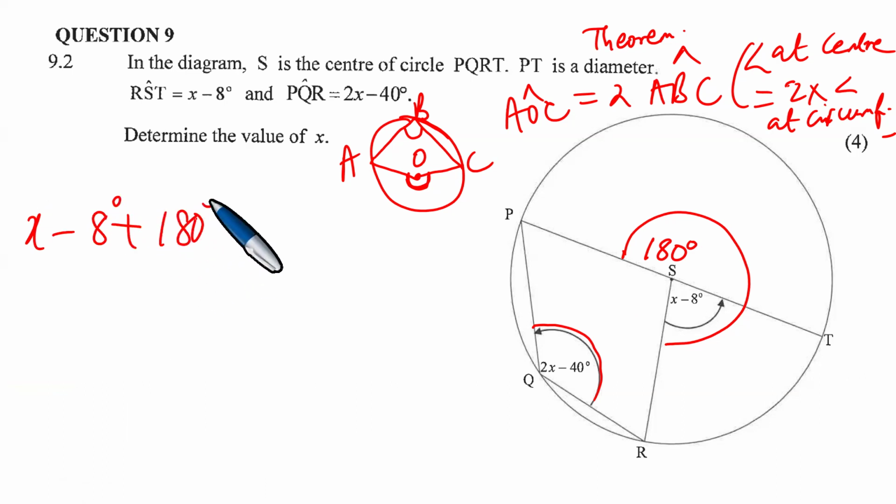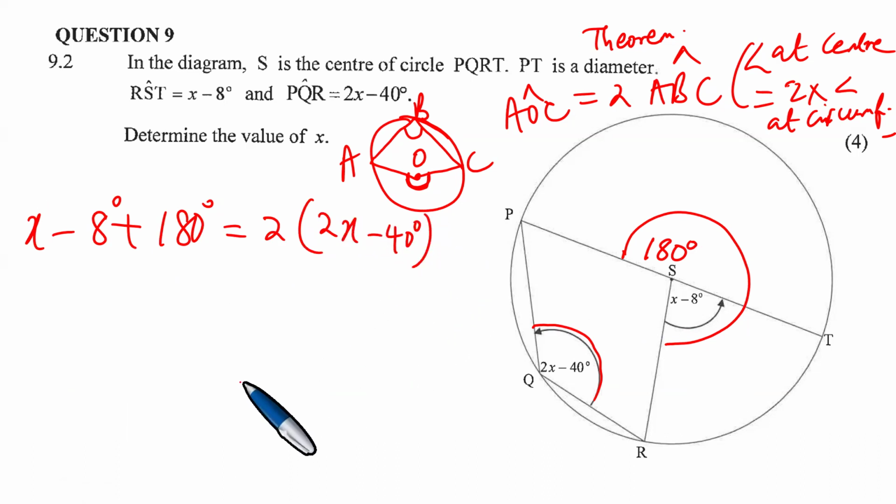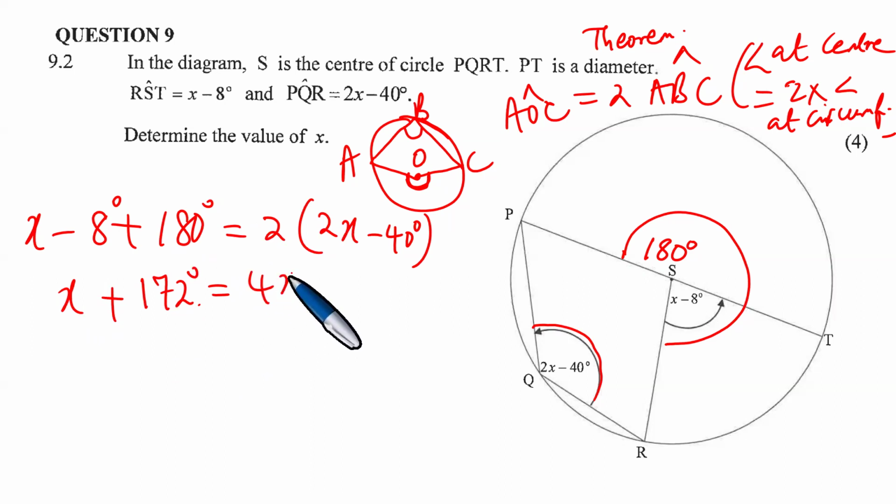With that, we're able to see that x minus 8 degrees plus 180 degrees equals 2 times 2x minus 40 degrees. So in the end, what are we able to get out of this? It is x plus, what is 180 degrees minus 8 degrees? 172 degrees. 2 times 2x is what? It's 4x minus 80.